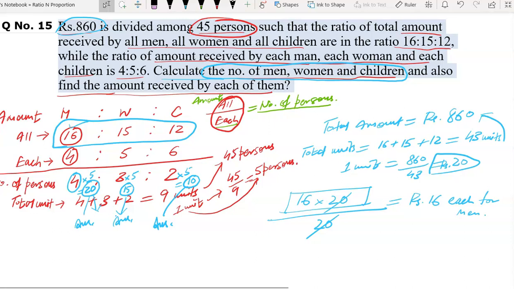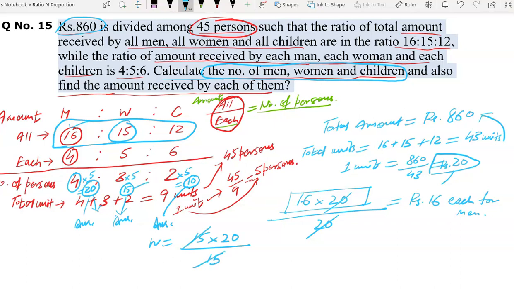Now the total amount received by women is how much? Women is 15 units. So the total amount received by women will be 15 into 20. 1 unit is 20 rupees. So 15 units will be 15 into 20. And if we need to find the amount received by each woman, we will have to divide it by the total number of women, which is 15. So 15 will cancel out. So each woman will receive 20 rupees.